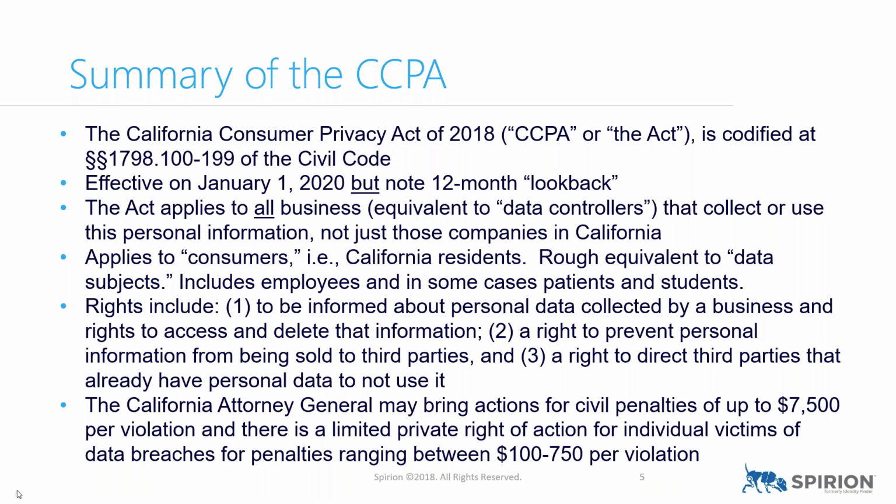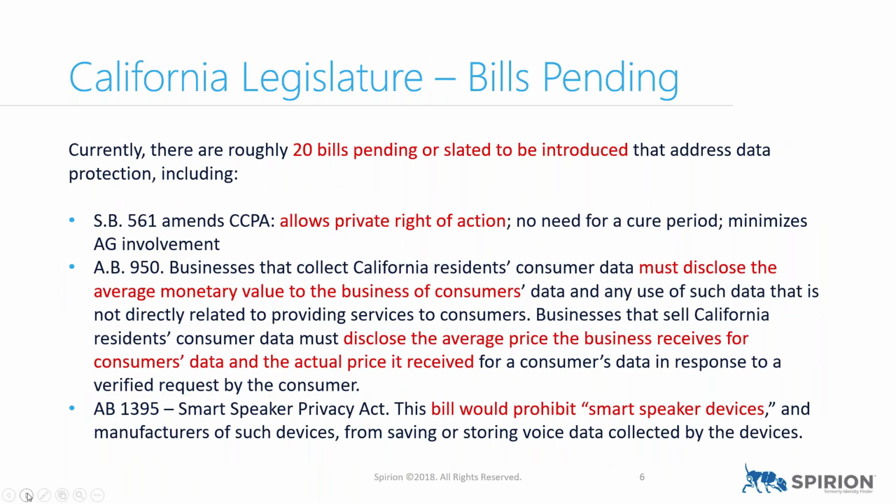So that's it. Let's go to a couple of bills pending. Believe it or not, there are about 20 bills either pending or slated to be introduced to the California legislature on privacy. So I'm not exaggerating this. There's a couple here, the first of which is really the only one I want to talk too much about. That's SB 561. That amends CCPA and allows a private right of action.